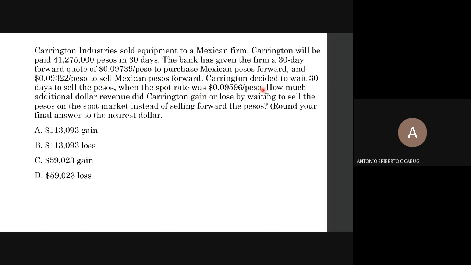Carrington decided to wait 30 days to sell the pesos when the spot rate was 0.09596 dollars per peso. How much additional dollar revenue did Carrington gain or lose by waiting to sell the pesos on the spot instead of selling forward the pesos?